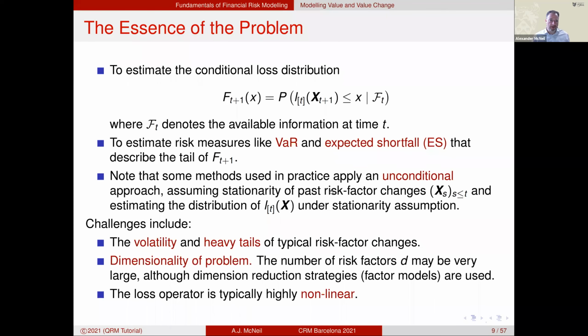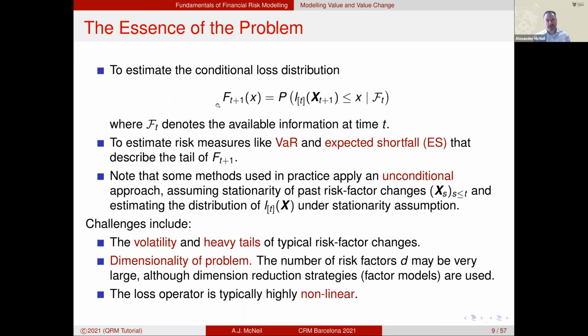So moving on, this is the essence of today's problem. It's a little bit inaccurate to say that I will estimate the conditional loss distribution. I'm going to assume that the conditional loss distribution has been estimated and then talk about how we test the quality of the model that has been used.